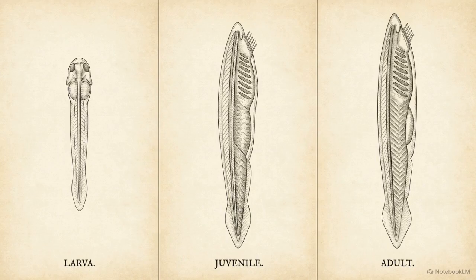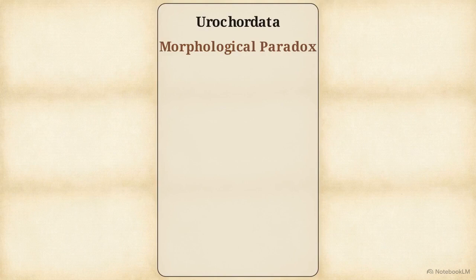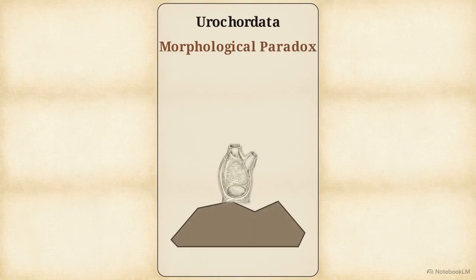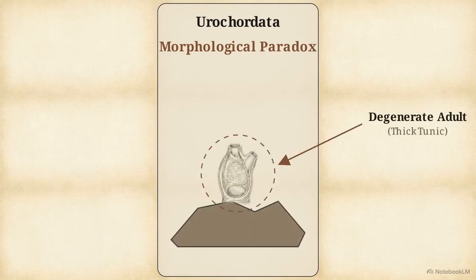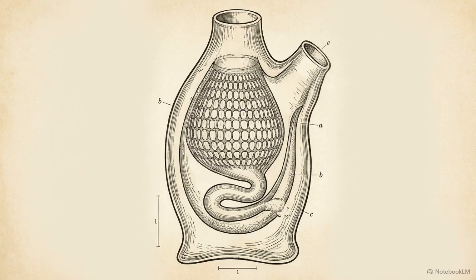Cephalochordates demonstrate the stable persistence of the chordate body plan, retaining anatomical simplicity while maintaining the fundamental axial framework through every life stage. Urochordates present a morphological paradox. The adult tunicate, or sea squirt, is a highly degenerate, sessile organism fixed permanently to a substrate. In its adult form, it lacks appendages and a true coelom. The internal cavity is instead a wide ectoderm-lined atrial cavity.